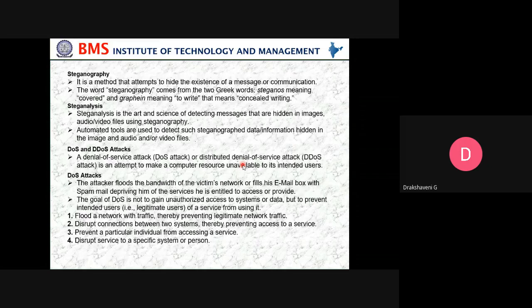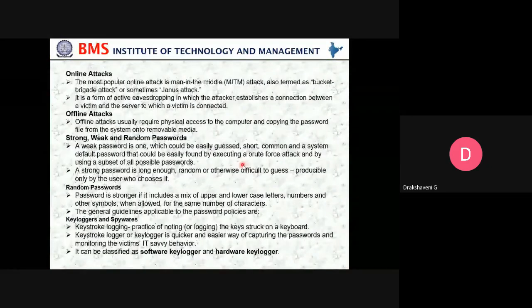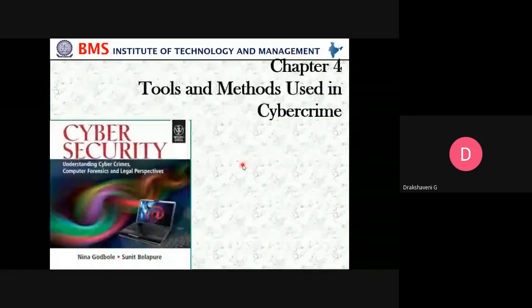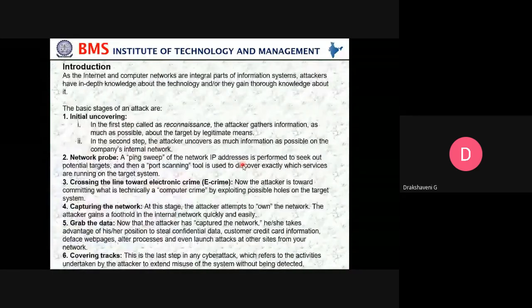Next one, steganography. So I'll stop here. In the next class, we'll continue with the other topics. Before we close, what have we covered today? We started with the introduction of tools and methods used in cybercrime, the basic stages of the attacks: initial uncovering, network probe, crossing the line toward electronic crime, capturing the network, grabbing the data, and covering the attacks.